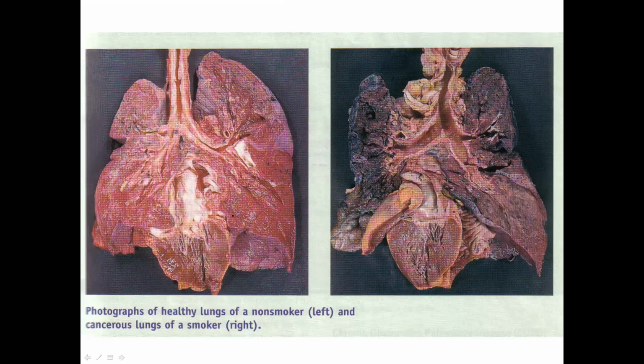Okay, here we are seeing a healthy lung on the left. So healthy cadaver lung on the left, and then here's a smoker's lung on the right. You also notice here's the heart. I have a cross section through the heart. Here's the trachea.